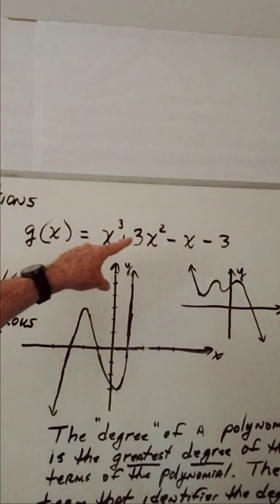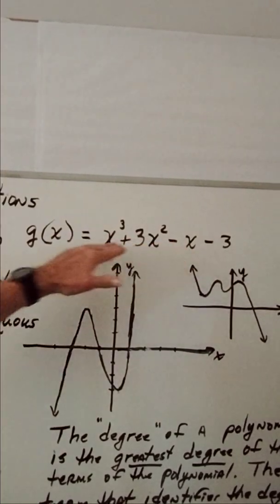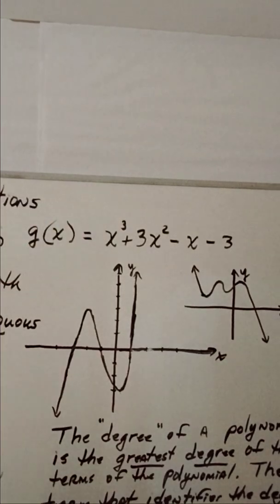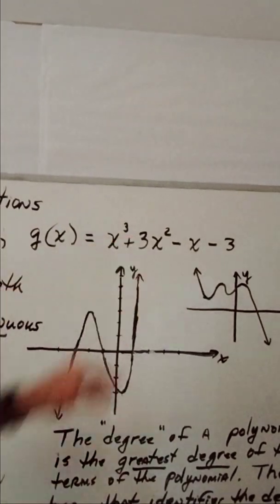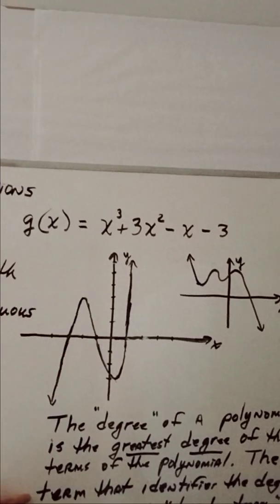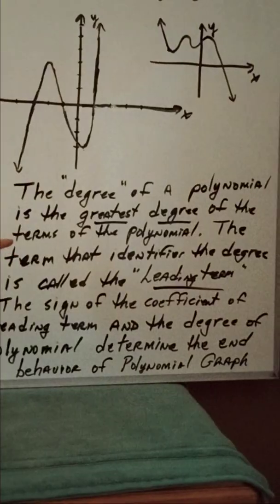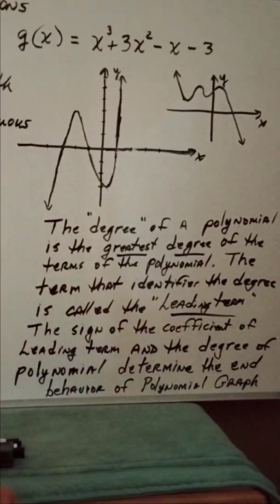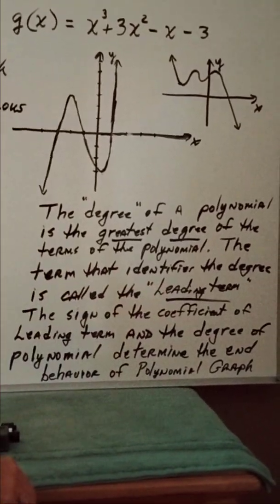The greatest degree of any of the terms of that polynomial is 3. So the degree of this polynomial expression would be 3. Now, moving on with this description. The term that identifies the degree is called the leading term of the polynomial.